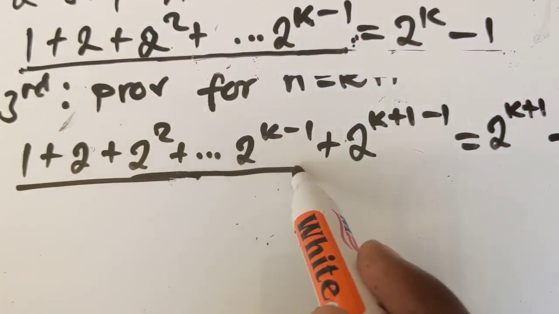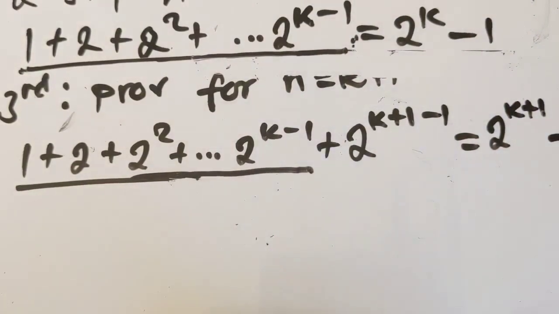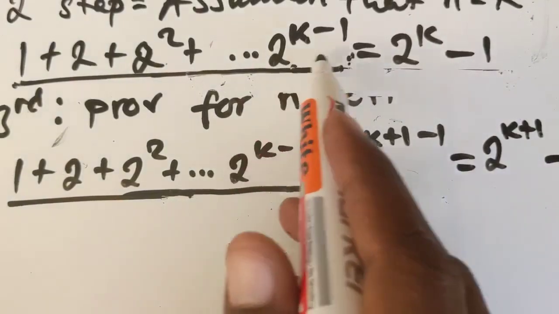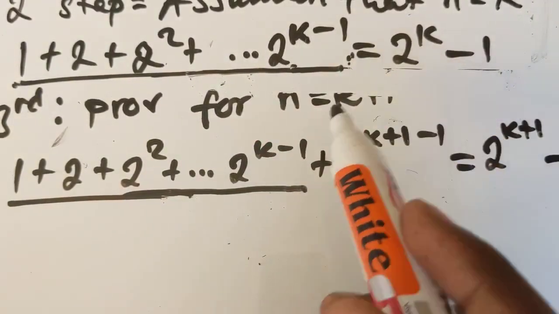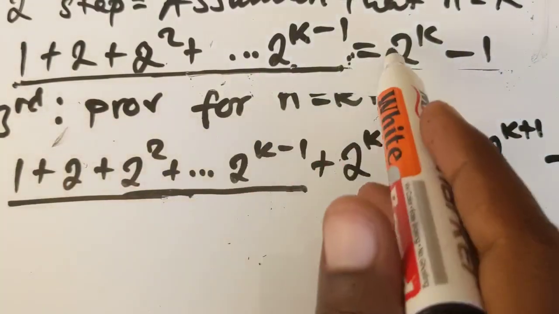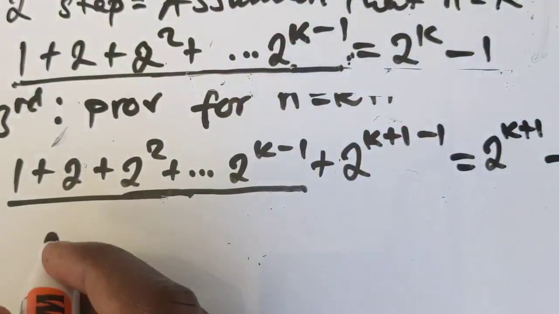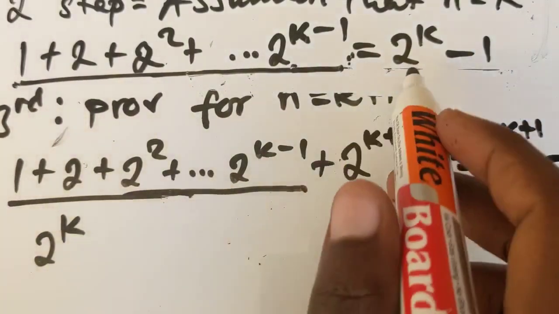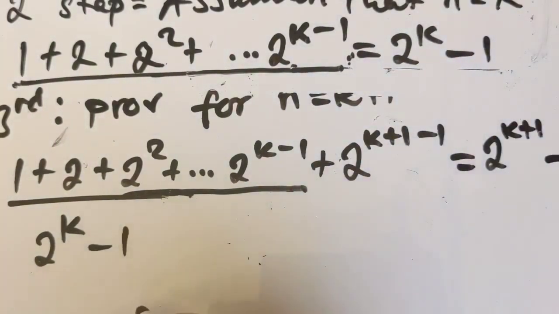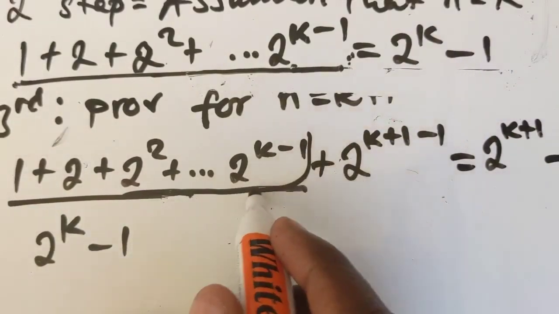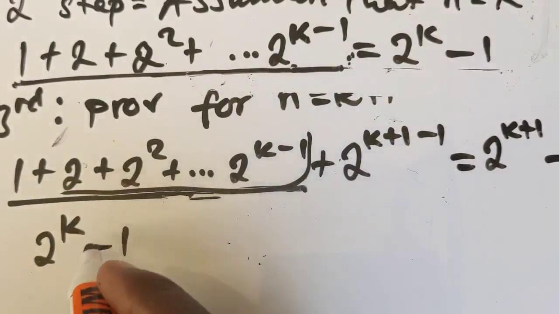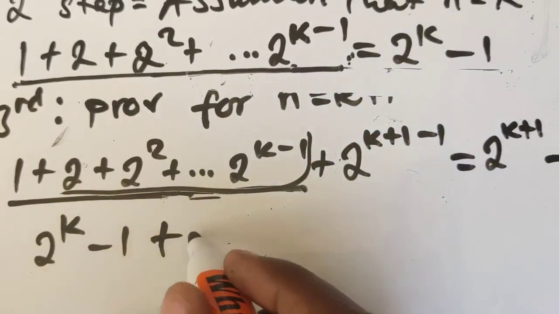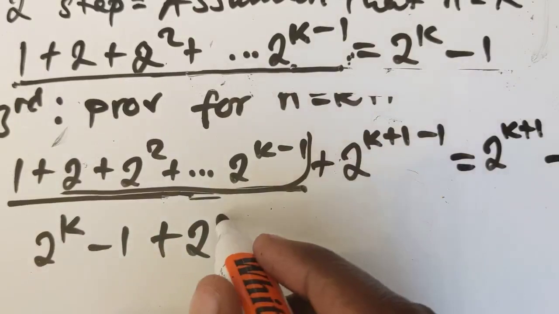So this part to here, this part to here, is actually equal to this part here. So that means this part we can replace by that. So that is going to be what? 2 to the power k, I'm copying this, 2 to the power k minus 1. So what is going to remain? We just replaced this by that. Then what is going to remain? It is plus 2 to the power k.